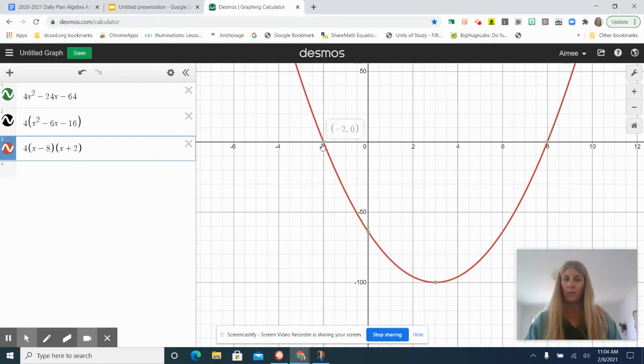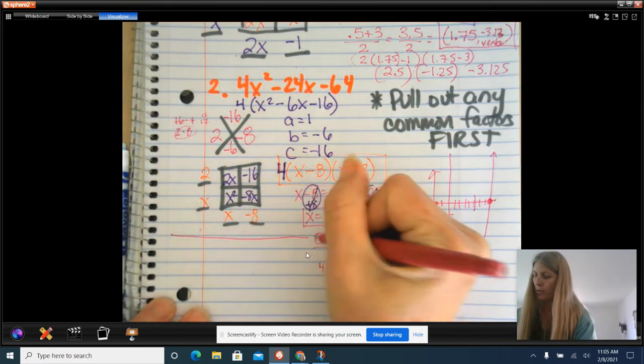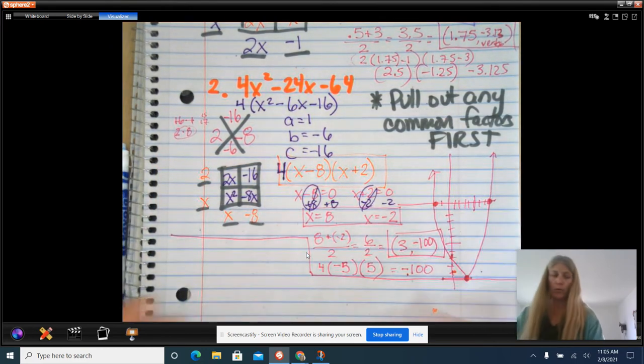Now let's go ahead and check our roots. A root of negative 2, a root of 8, and our vertex of 3, negative 100, and our y-intercept of 0, negative 64. So all of that turned out perfectly. Okay, we're going to practice one last little one. We won't go all the way through. I just want to show you the setup to find the roots.